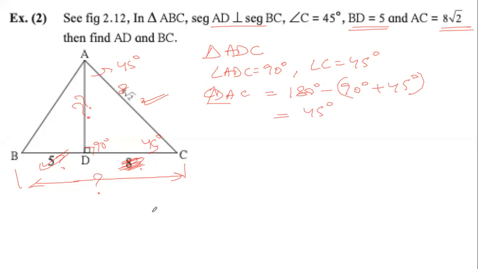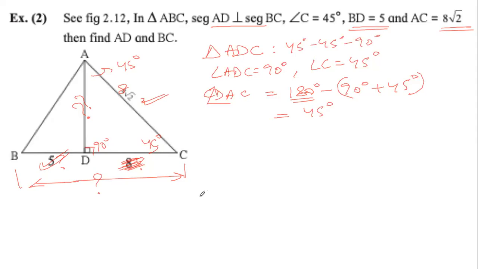Now we should get smarter: if we have a right angle triangle and one of the 3 angles is 45 degrees, the other angle has to be 45 degrees. 45, 45, 90; 90 plus 90 is 180. Now, when we have this as 45 degrees, triangle ADC is a special kind of triangle. It is a 45, 45, 90 triangle.